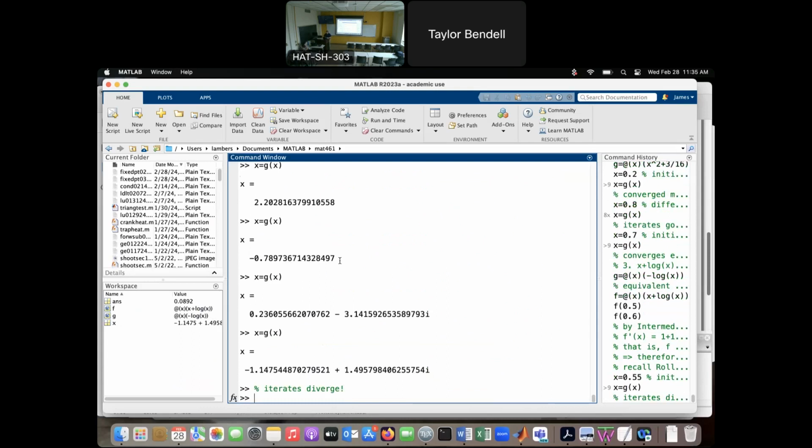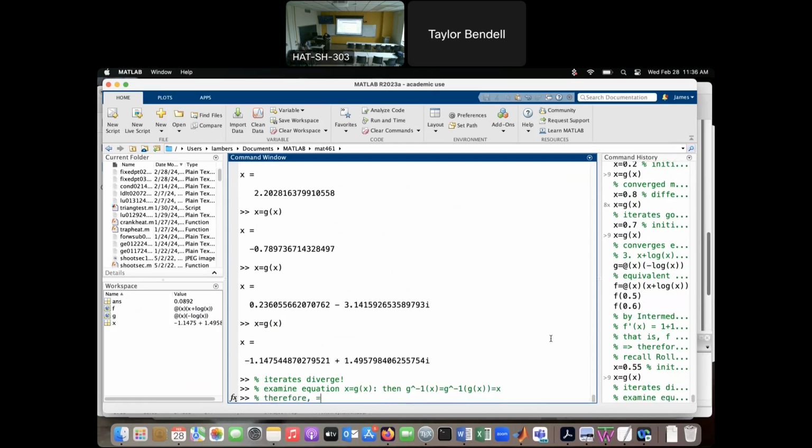Okay. So what can we do instead? We examine the equation x equals g of x. If I take the inverse of g, and because the derivative is positive, the function is increasing, it's 1 to 1, therefore it has an inverse. g inverse of x is equal to g inverse of g of x. But g inverse and g cancel each other out. That's just x. So if the inverse exists, x equals g of x is equivalent to x equals g inverse of x.